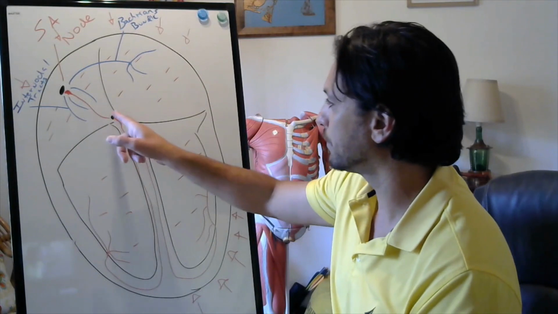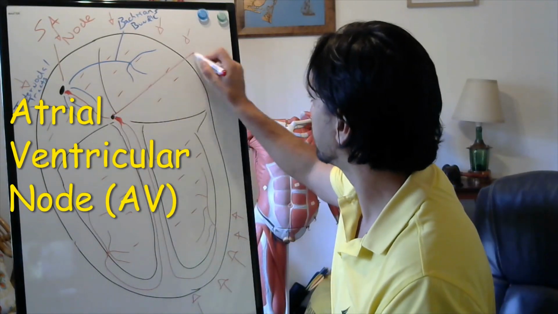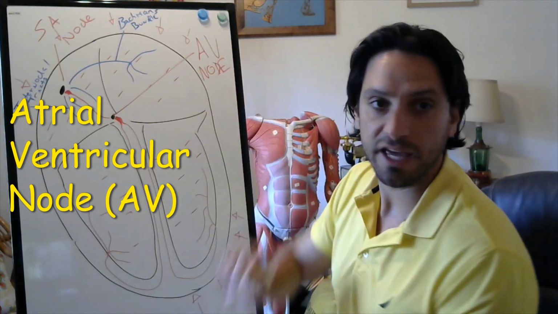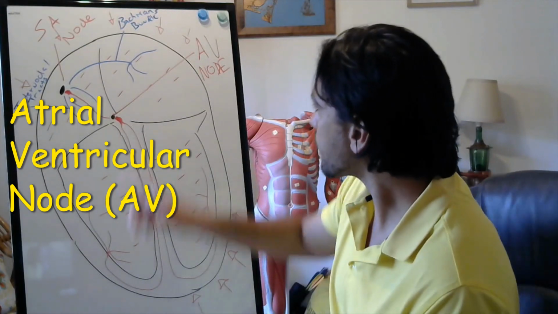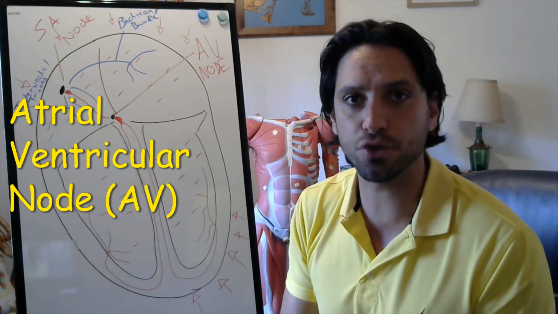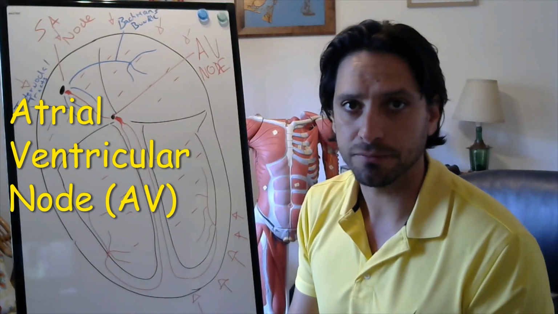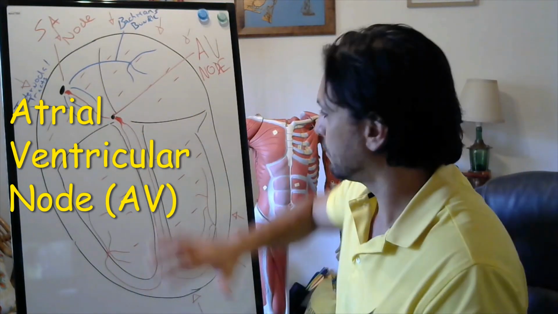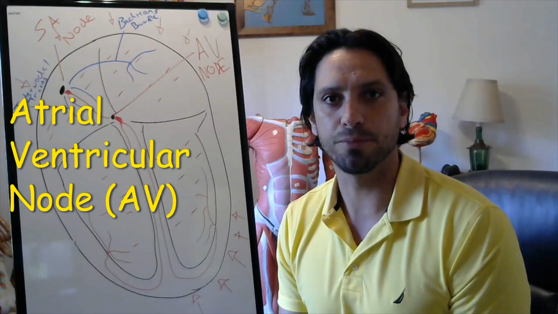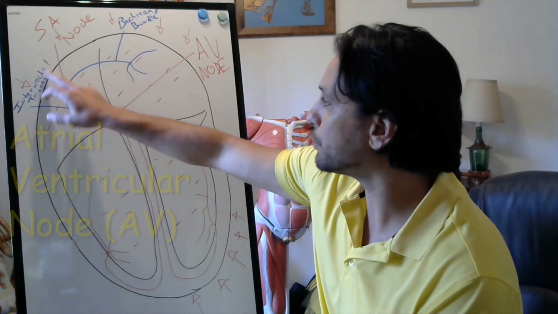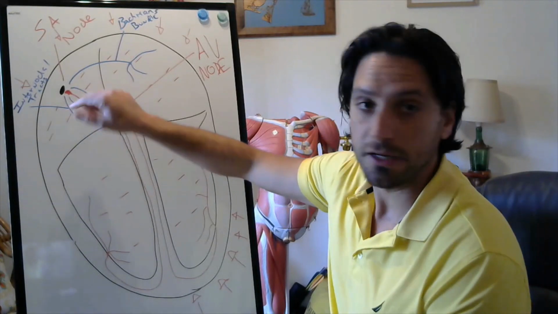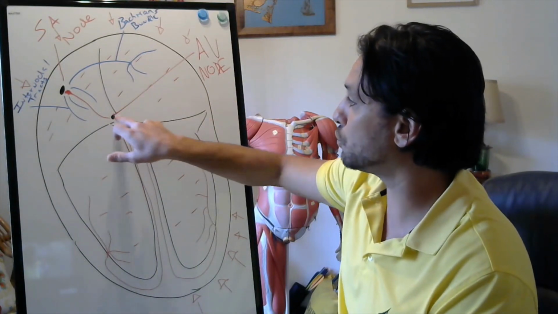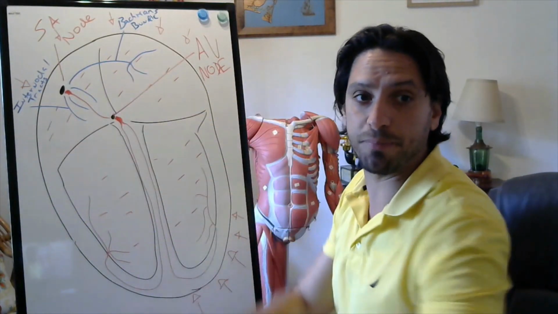Nodes, SA node, here, AV node, okay? The AV stands for atrial ventricular node. I'm going to say that again. Atrial ventricular node. Atrial meaning atriums, ventricular meaning ventricles. Pretty easy to remember, right? So internodal tracts, those are the three tracts that connect or transmit electrical conductivity to the AV node and also help with depolarization.